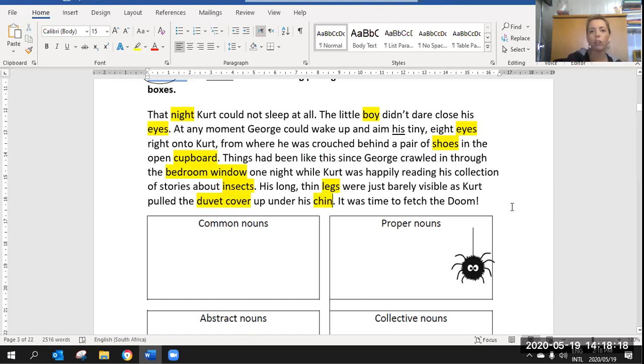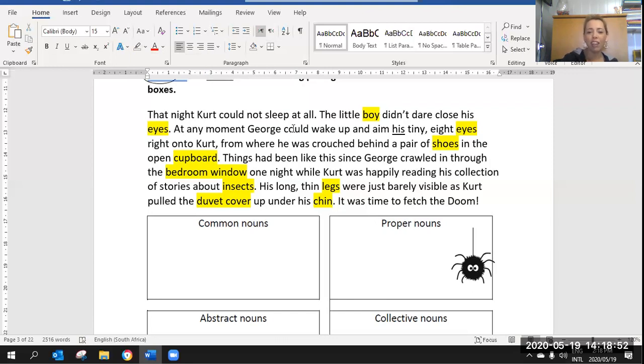His long, thin legs were just barely visible as Kurt pulled the duvet cover up under his chin. It was time to fetch the dew. So these are all examples of common nouns, grade 5s. They're quite straightforward. Let's take night away there. I don't want to confuse you. Let's just focus on the ones we can actually see and touch for now. So I would be happy if you identified the common nouns in this piece as boy, eyes, shoes, cupboard, bedroom, window, insects, legs, duvet, cover, and chin. Let me know if you think I've missed any common nouns, but wait until the end. Maybe I'm covering it under one of the other nouns.